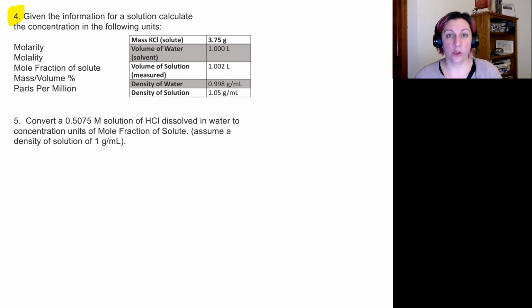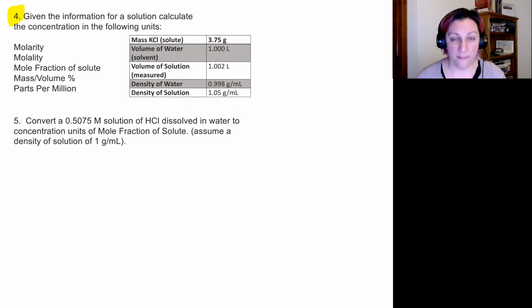Right, in this video, we're going to walk through the solutions to some practice problems. So we're going to look at practice problem 4, which is going to be calculating different types of concentration given a pile of information that we have. So we're going to try to calculate molarity, molality, mole fraction, mass, volume, percent, and parts per million.